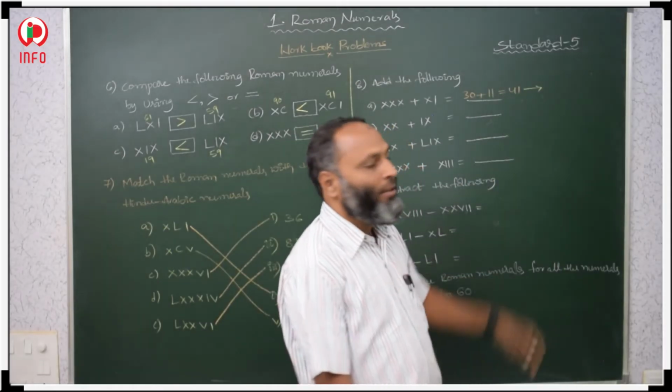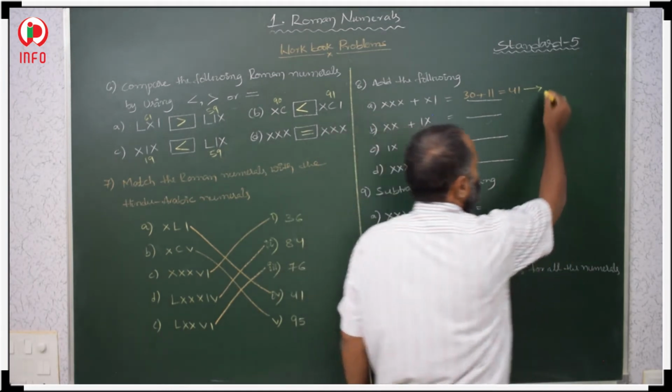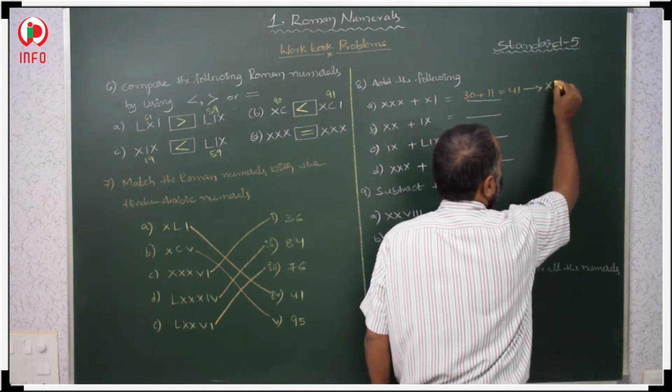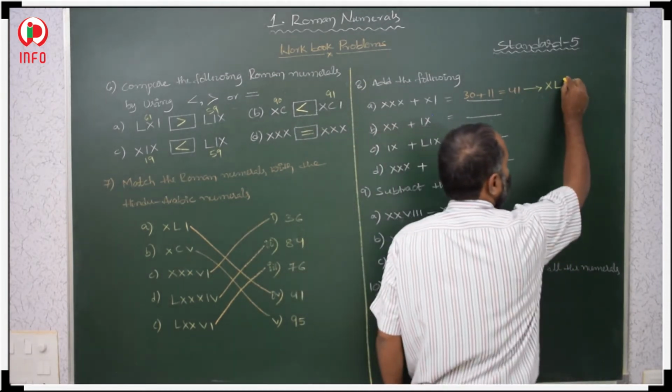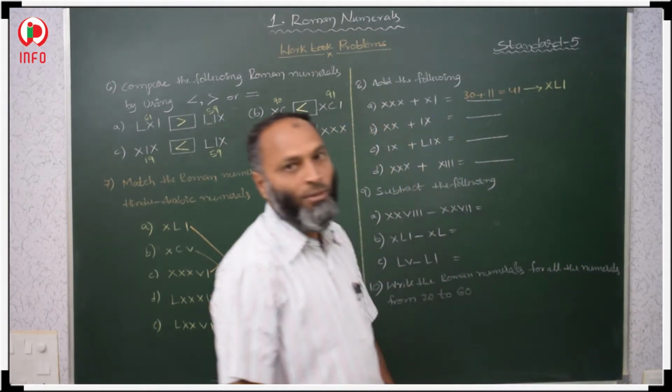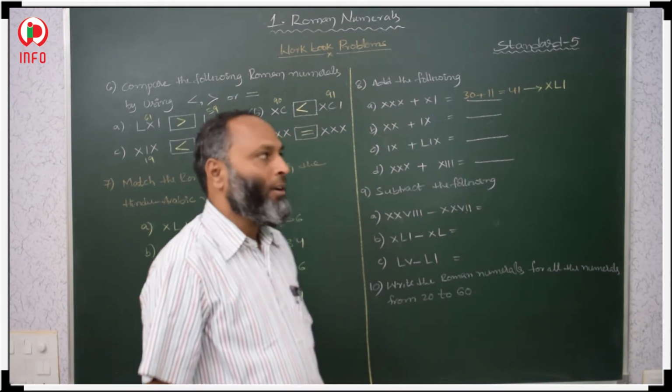Now 41. Then how to write 41? First, XL. XL is 40. 40 plus 1 is 41. This is 41.